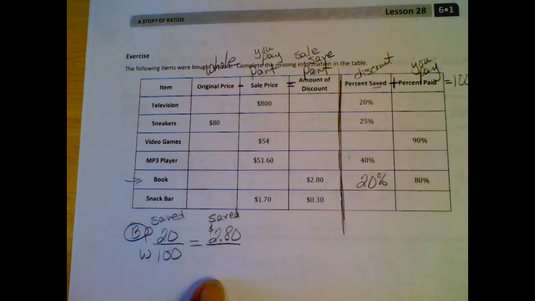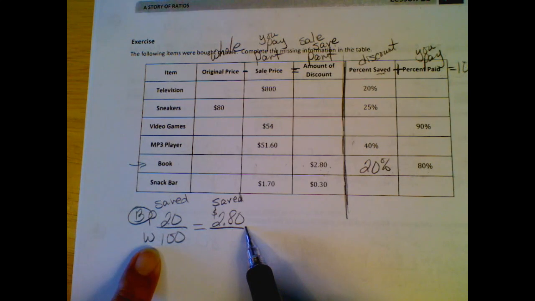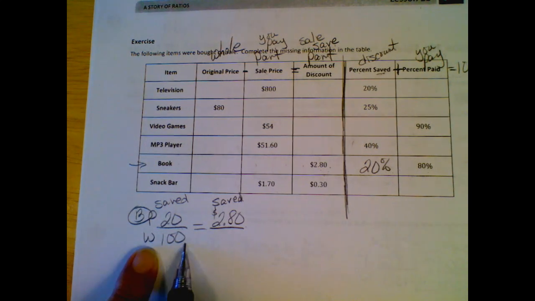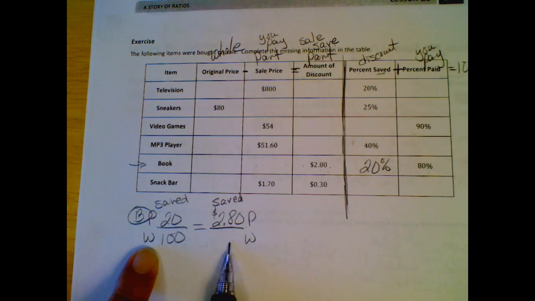I'm helping with this one because it's a little more difficult. So I mentioned a few minutes ago that you've got to have 3 parts. The whole is always going to be the same. The whole in the percent is always 100. The whole in the price, this is the part, this is the whole. The whole in the price is always going to be the original price.